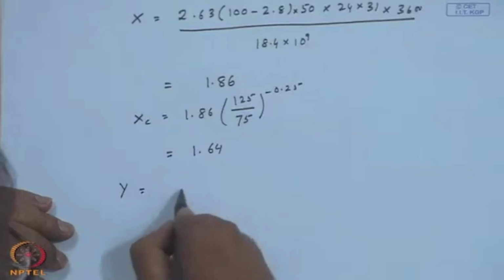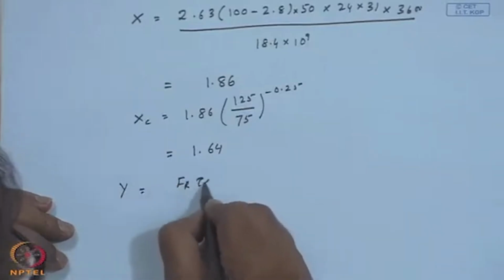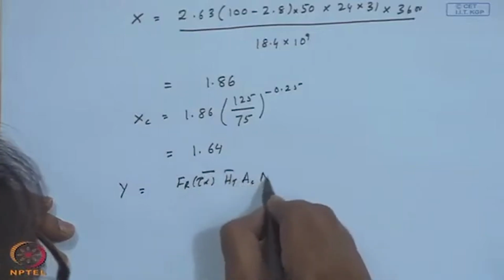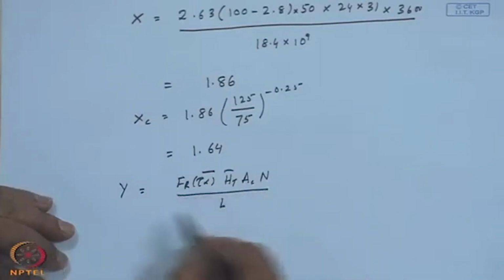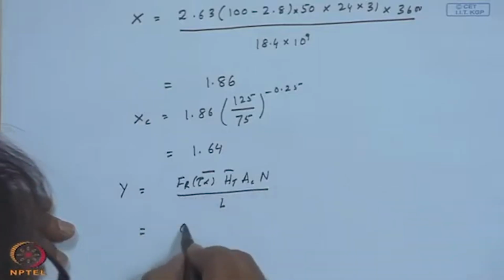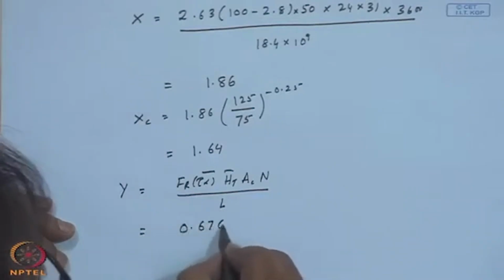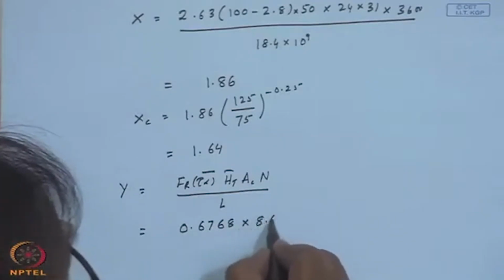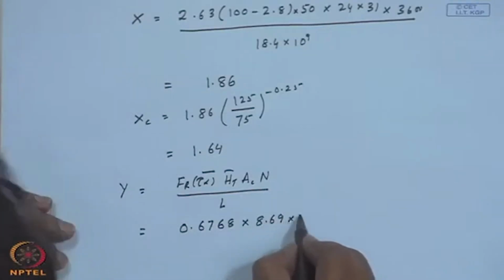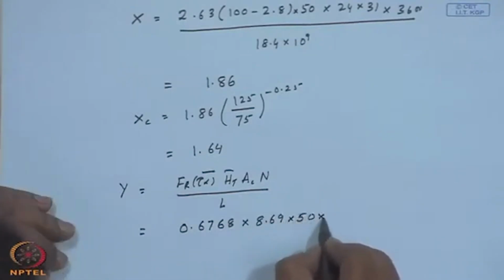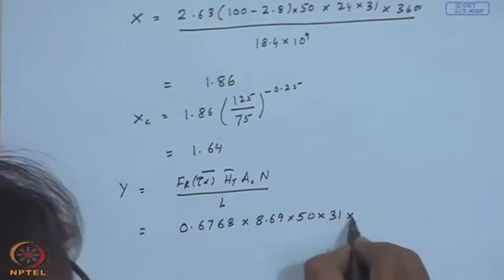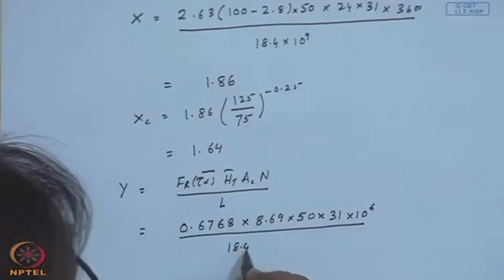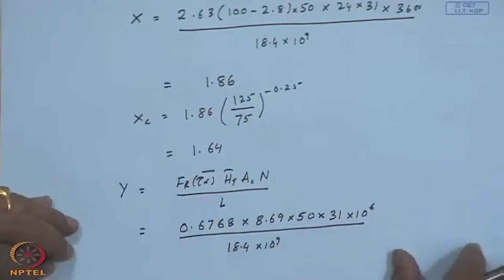So, Y is F_R tau alpha bar times H_T bar A_c into the number of days in the month by the load, which will be equal to 0.6768 times H_T bar, which is 8.69 megajoules, multiplied by 50 times 31 into 10 to the power 6, that makes it joules, by 18.4 into 10 to the power 9, that makes the load also in joules.